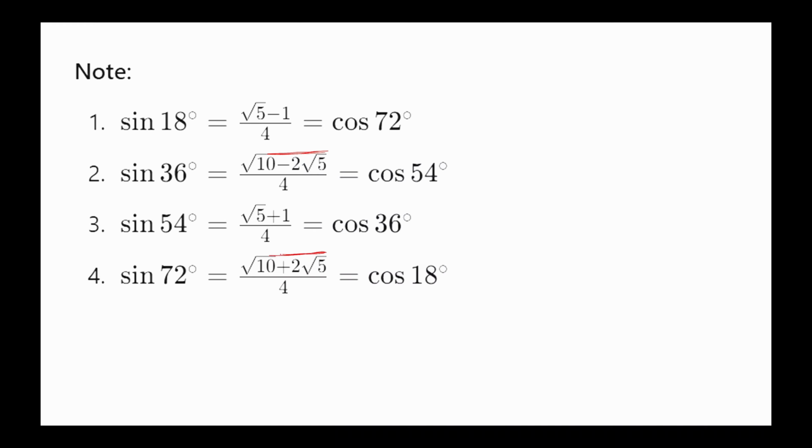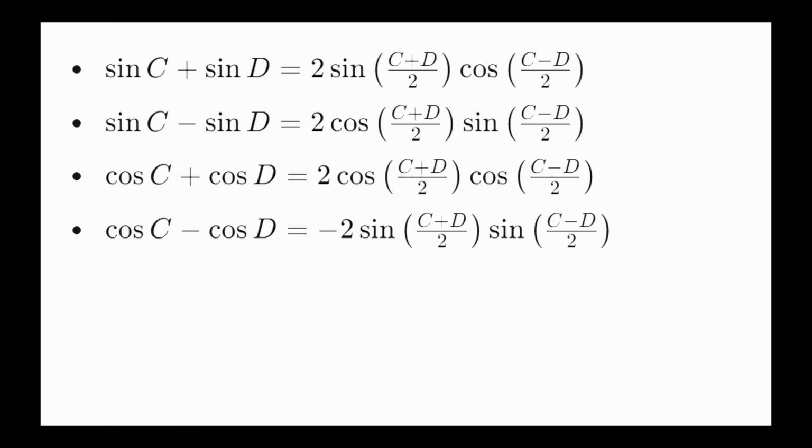Only for root under 10. So this cos 54, which is equal to sine 36, this value is basically equal to root under 10 minus 2 root 5 divided by 4. So keep this thing in mind, and here we have root under 10 plus 2 root 5 upon 4. So these are again a few values that you need to remember. Now coming to our transformation formulas, all these formulas are what we call transformation formulas.